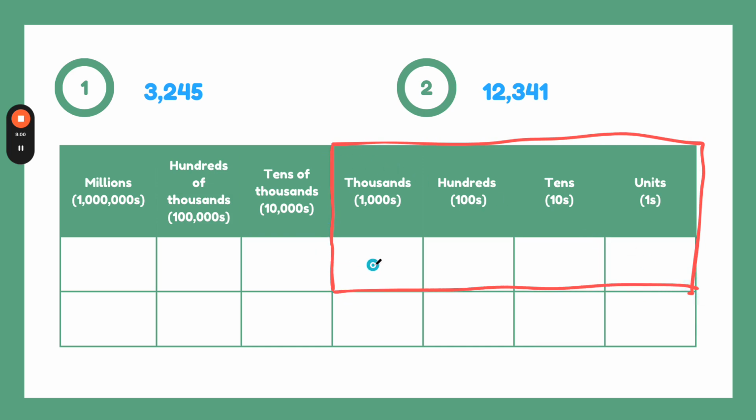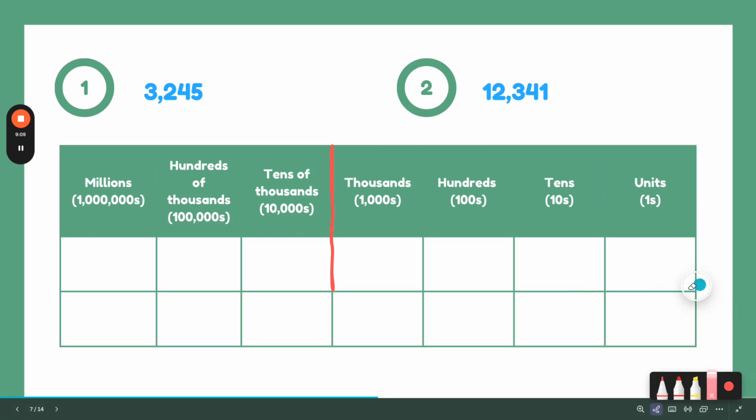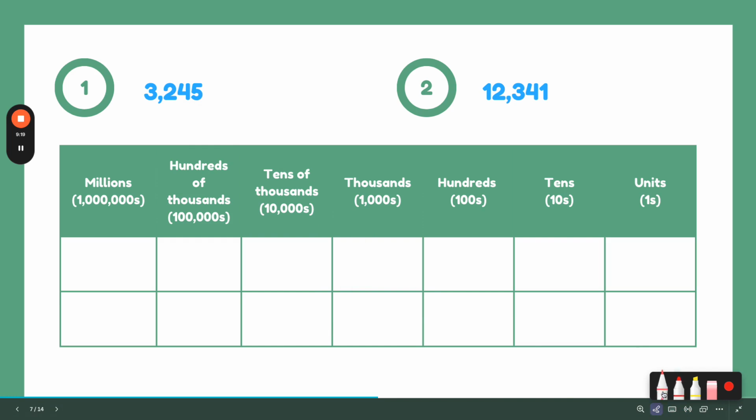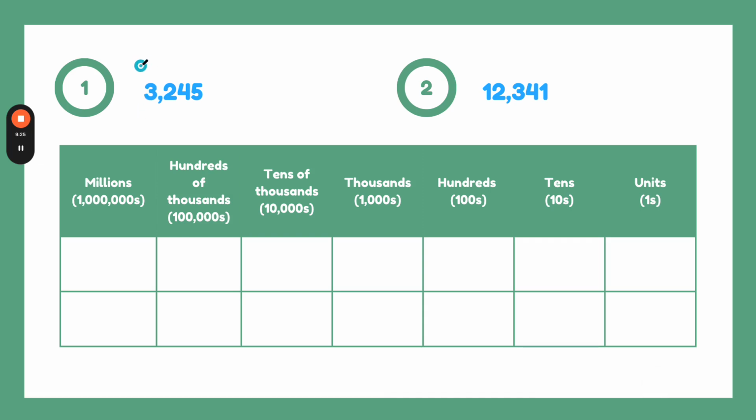We are only concerned with the thousands, hundreds, tens, and the units. Okay, so now we know that. How do we position these digits in our table for this number? What we do is we look at the number and see, okay, this is our thousands column, hundreds, tens, and units. So this is TH, thousands, hundreds, tens, and units.